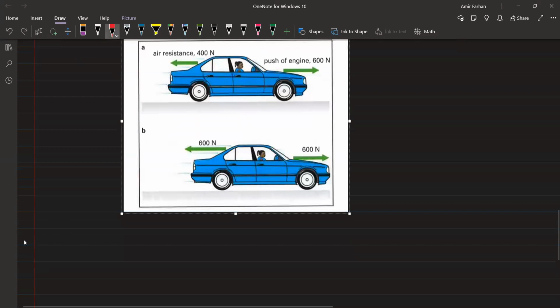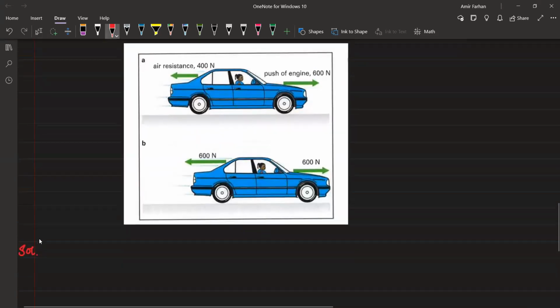Air resistance, push, Newton. So Ayan, you can see this. If we talk about part A, the car is moving because the engine is producing power, a force of 600 Newton. If the engine has some power, then it will be able to produce some force. That's why the car is moving. So the push of the engine is equal to 600 Newton.